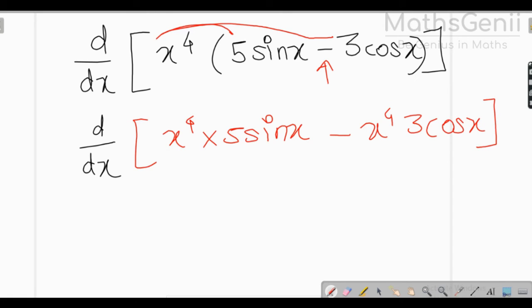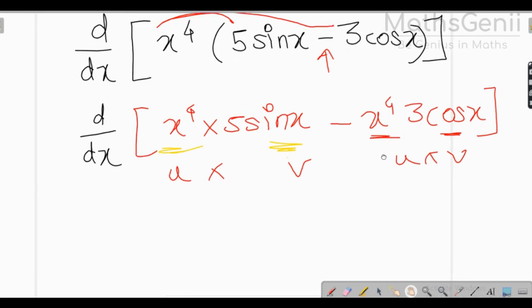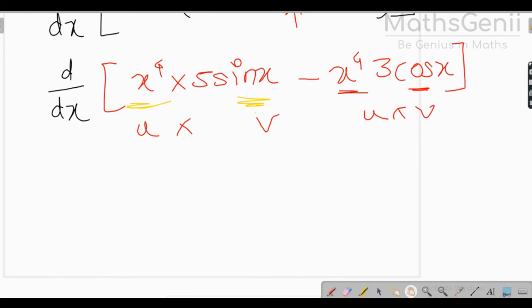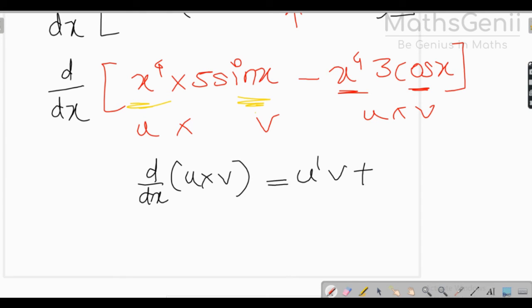Clear? Now what did I tell you when I was explaining the u into v rule? That both the functions should be functions of x. This has x, this has x. So this is u into v. So this is going to be your u and this is going to be your v. Similarly, this is u, this is v. Now let's just write the formula. The derivative of u into v is what? u dash v plus v dash u. Dash means derivative.